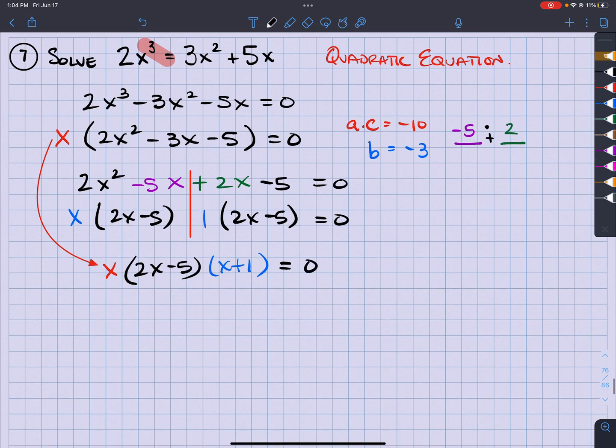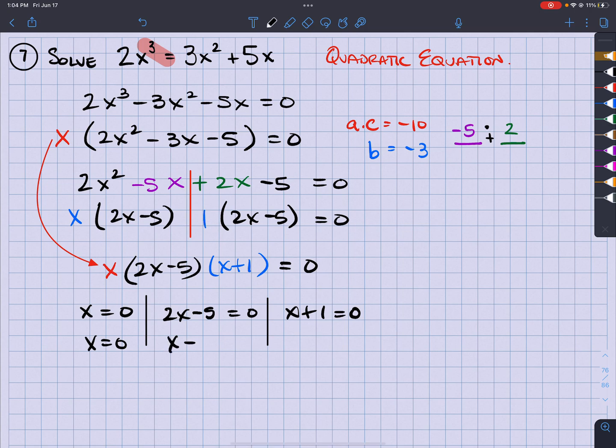That means I got to take each factor and set it equal to 0. So I have x equals 0, 2x minus 5 equals 0, and x plus 1 equals 0. So I'm going to have x equals 0, x equals 5 halves, and x equals negative 1.